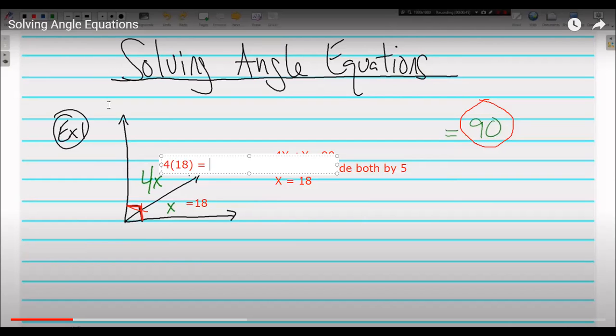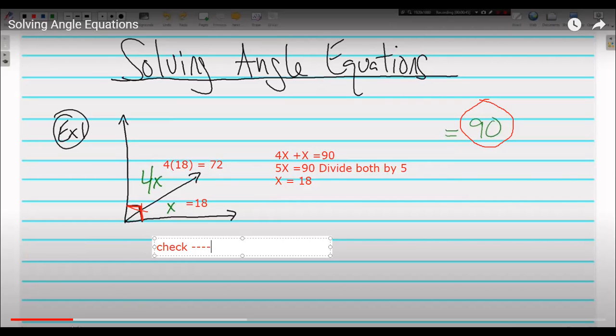If you want to check your answer, what do we have to do, grade 7? We add 72 plus 18. I want now to check my answer, so we add 72 plus 18, and the answer should be equal to how many? 90.